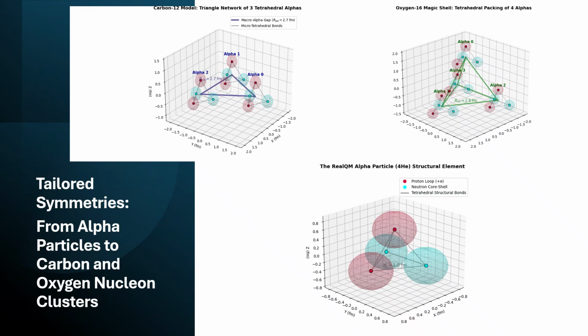For oxygen, oxygen is one of these very first magic numbers, oxygen-16: 2, 4, 8, 16. Here I have tetrahedrons within a tetrahedron, a tetrahedral packing of four alphas. You can zoom in on it. Again, this is not just mere visualization.